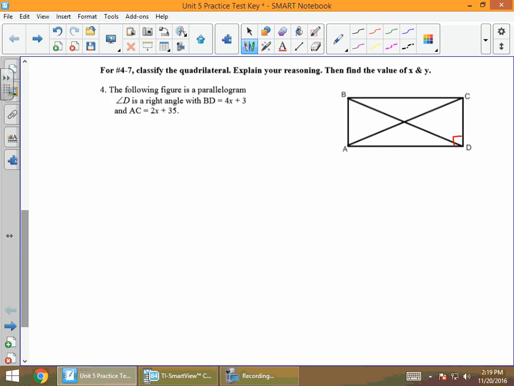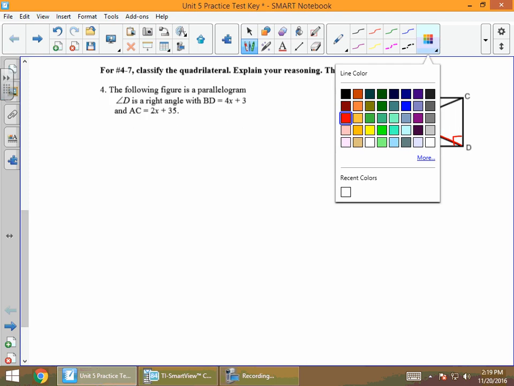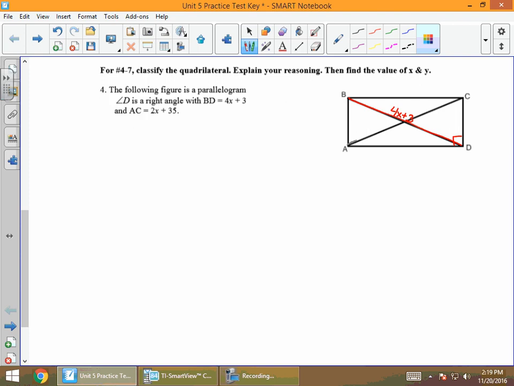BD, here, this whole piece is 4x plus 3. And AC, I'll switch colors here. This diagonal here is 2x plus 35.